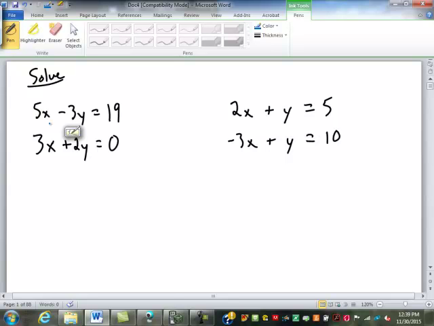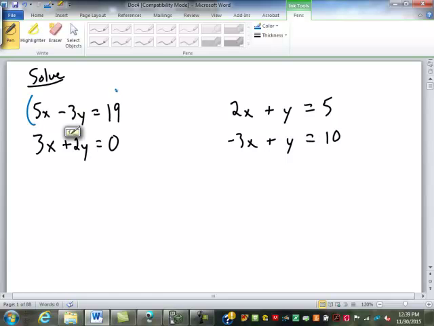If we're going to do elimination here, we have to get rid of one of the variables. We have to think of least common multiples, kind of like least common denominators. For the x, we have 5 and 3. That least common multiple would be 15. That's doable. That's not terrible. For y, we have negative 3 and 2. That would end up being a least common multiple of 6.